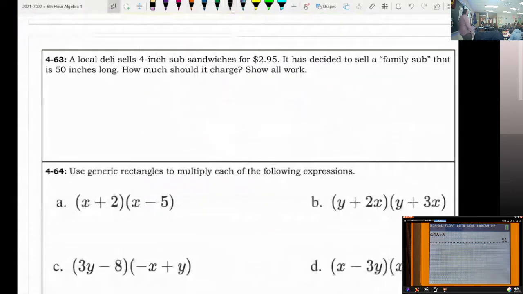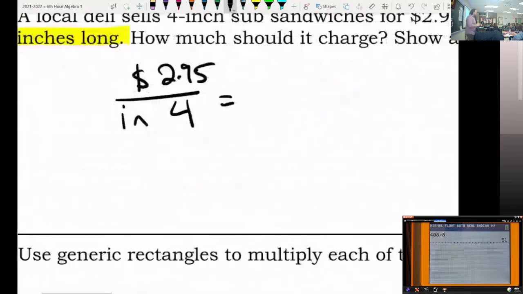463 is actually a pretty classic middle school problem, but you kind of have to know how to handle it. A local deli sells 4-inch sub sandwiches for $2.95, but they're going to sell a family-size sub that's 50 inches long, and they want to know how much to charge. What we're talking about here is what's called a unit rate. What we want to know is how many dollars it costs for 1 inch of sub, basically. The nice thing is that we know that a $2.95 sub is 4 inches long. So we can divide these things, and not only will the division work out, but the units will work out too.